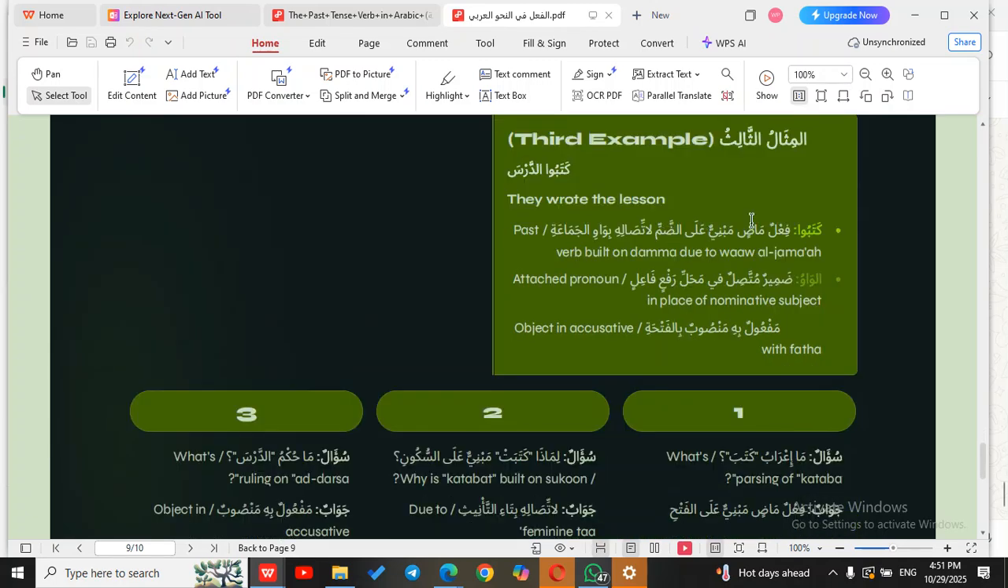Now, the last one is al-mithal al-thalith. Katabu al-darsa. So katabu fi'l madi mabni ala al-damm li-ittisal bi wawu al-jama'a. Wal-wawu damir muttasil fi mahalli raf' fa'il.